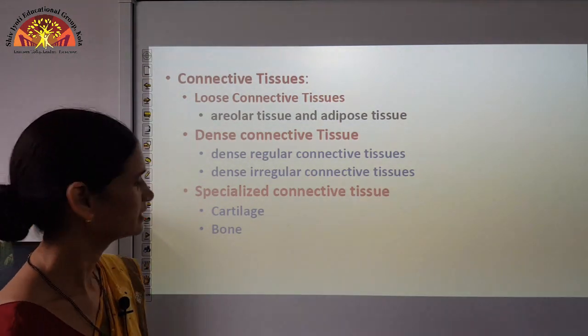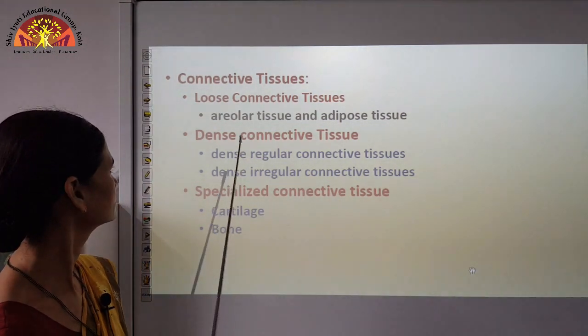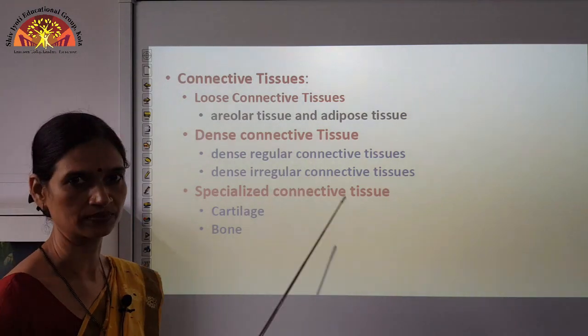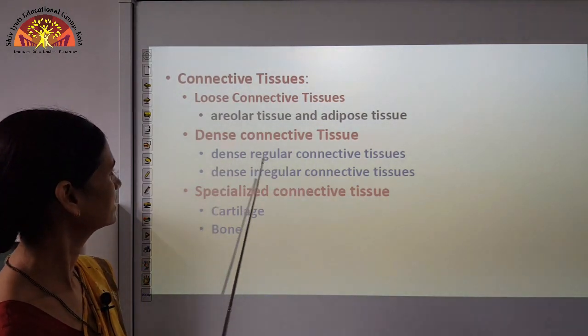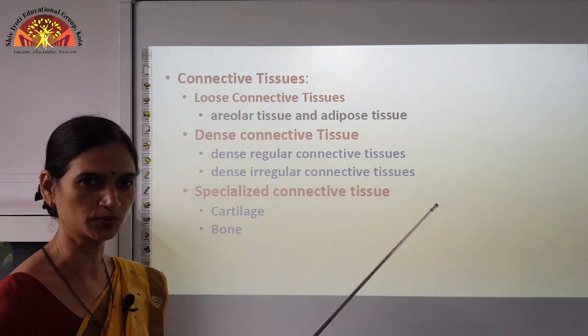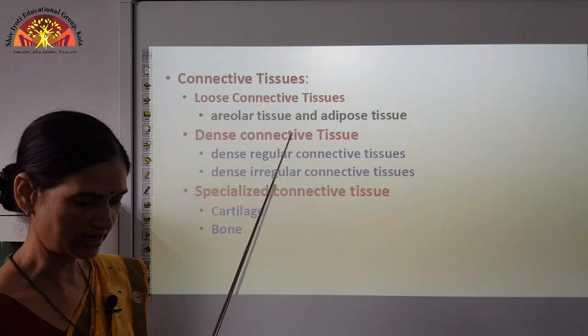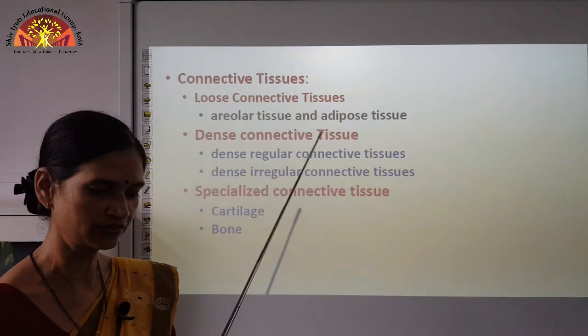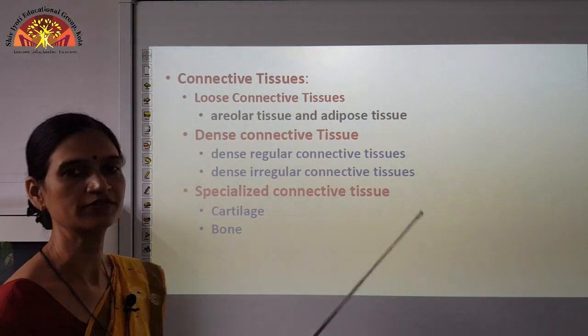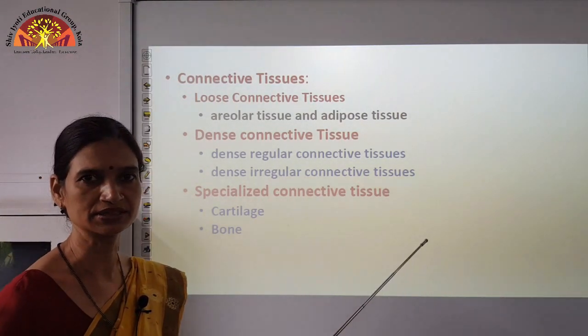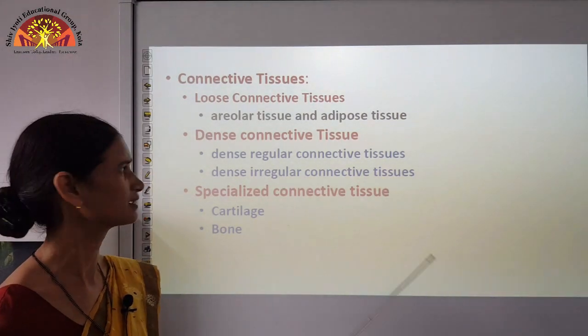Second is dense connective tissue, dense regular and dense irregular. So dense means their density is more. Dense regular का आप diagram देख सकते हो, figure 7.5, in which the fibers are lying parallel to each other, मतलब properly arranged है, parallelly arranged है.